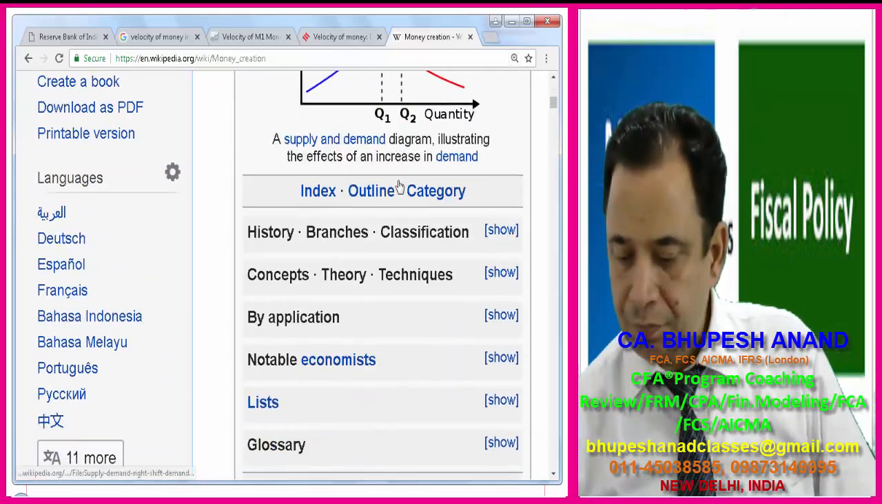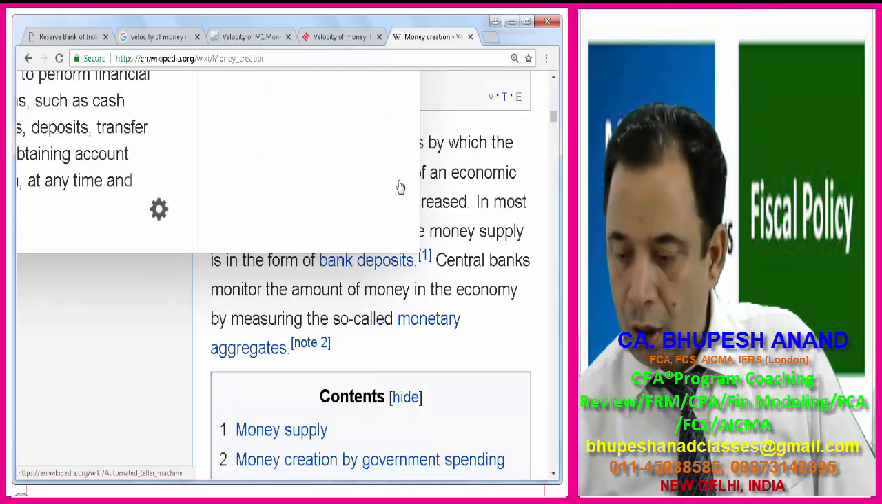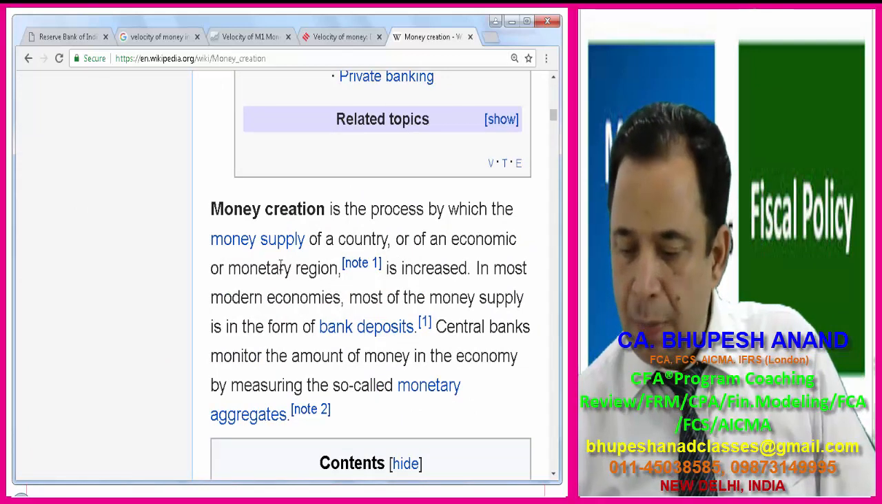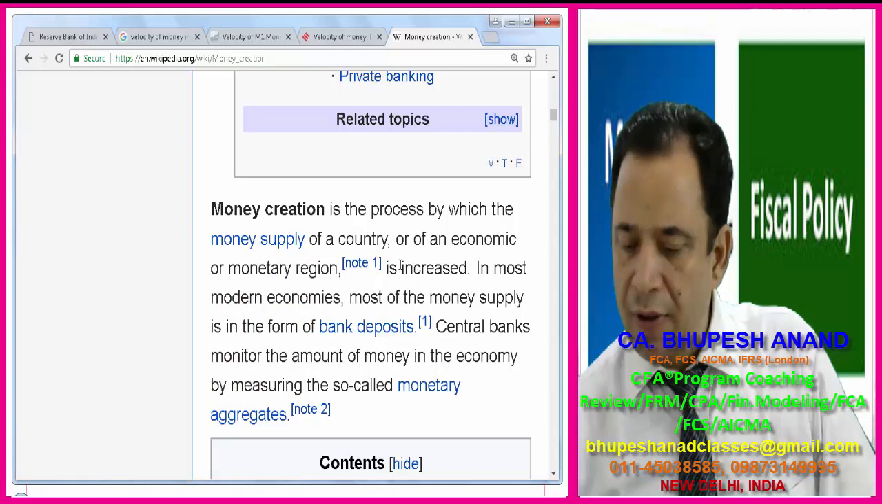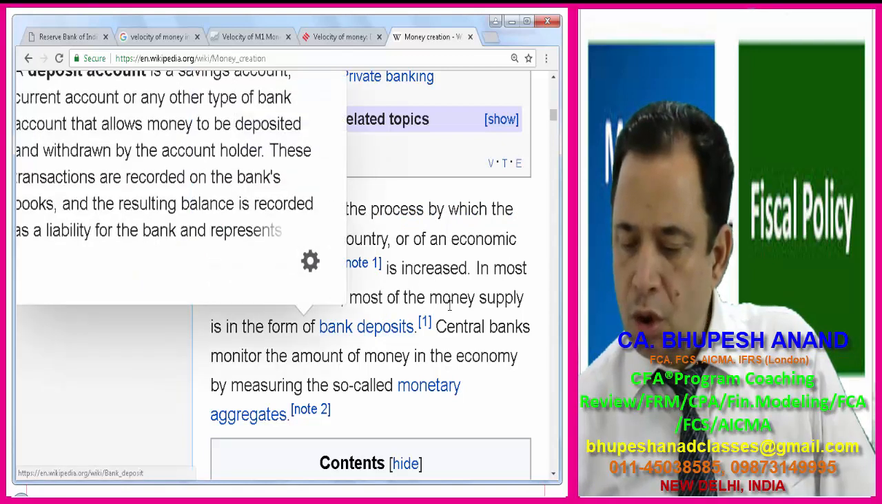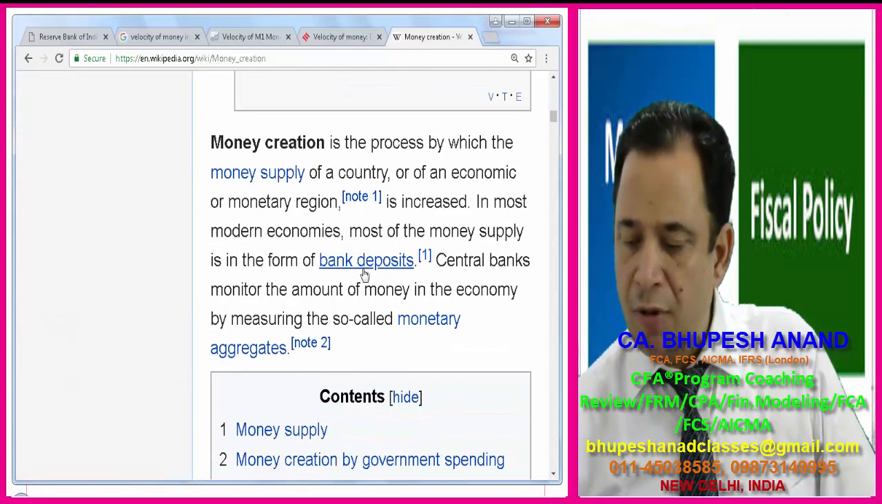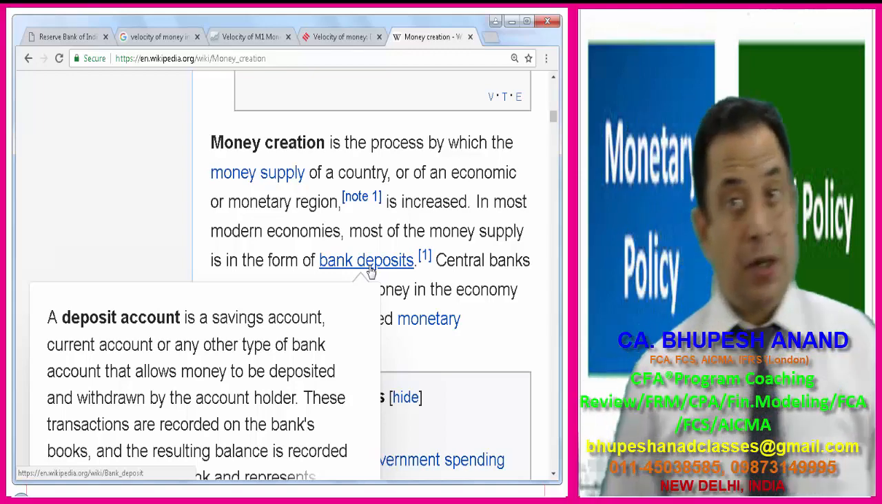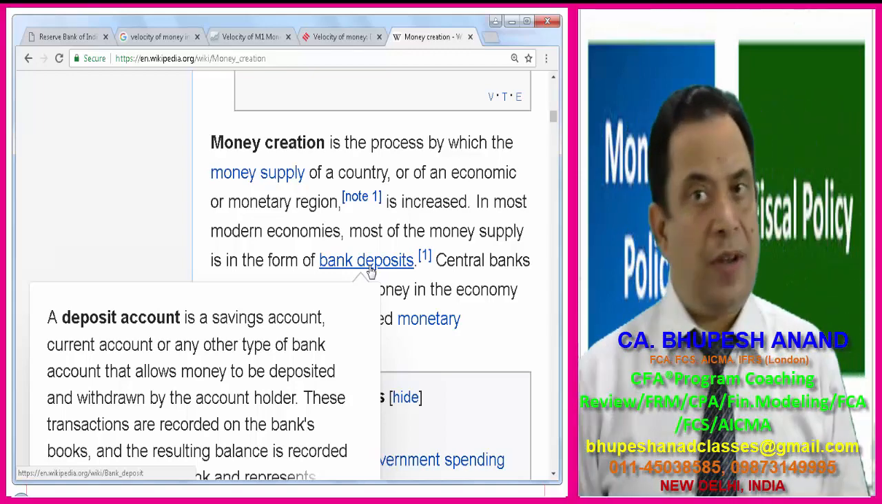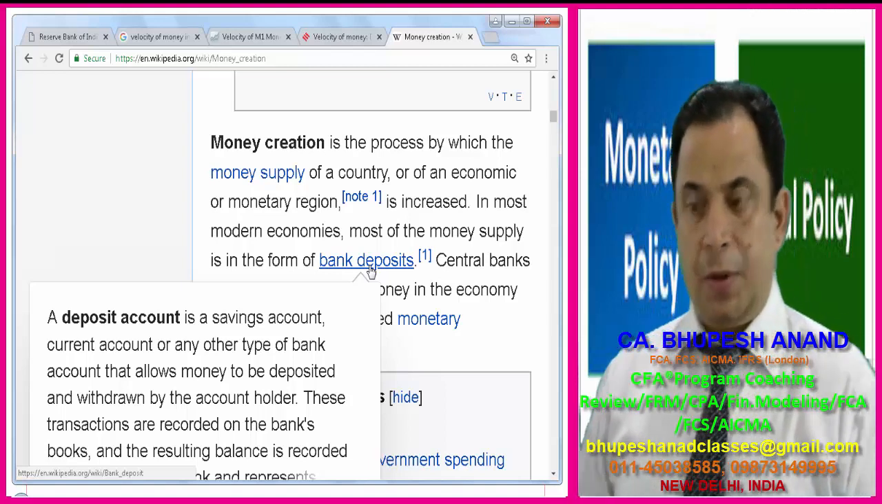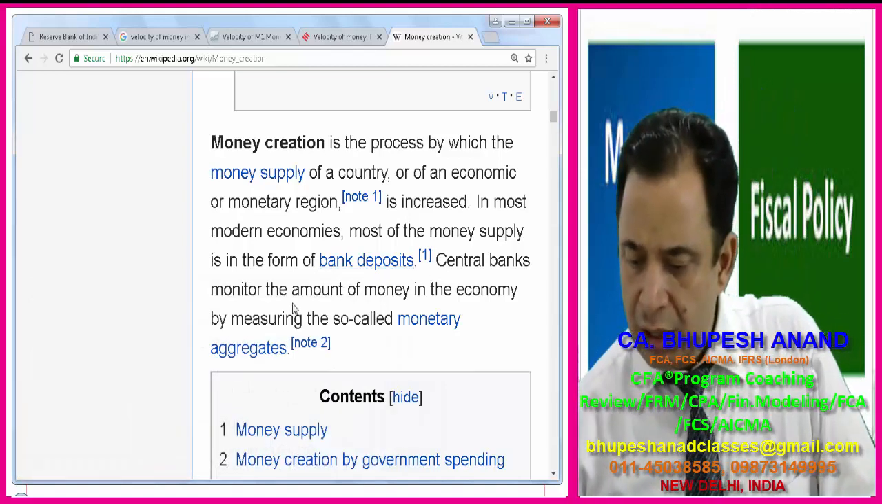Money creation is a process by which the money supply of a country or of an economic monetary region is increased. Most of the money supply is in the form of bank deposits. Now, what is a deposit? I think in India, we have savings bank accounts, current accounts, and fixed deposit accounts. Central banks monitor the amount.